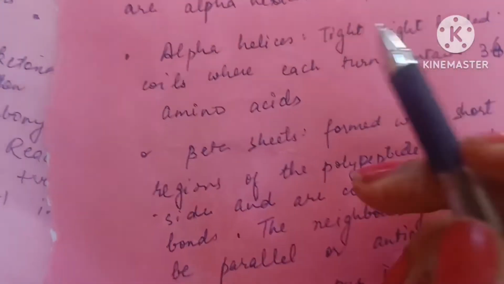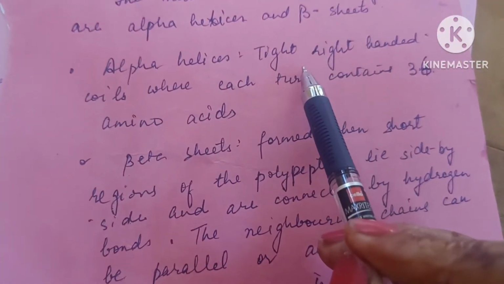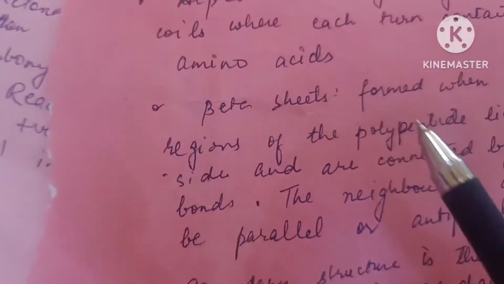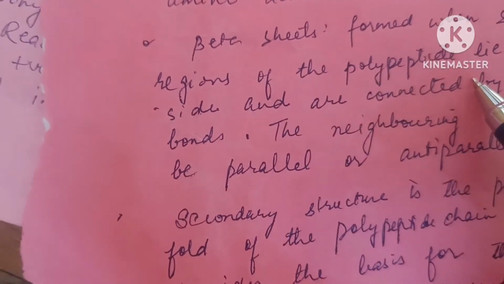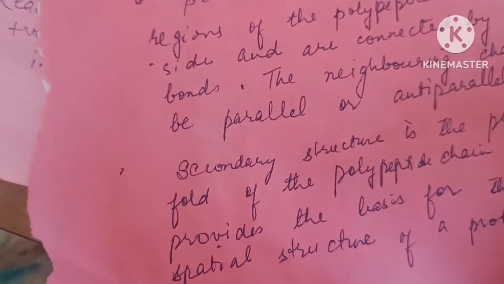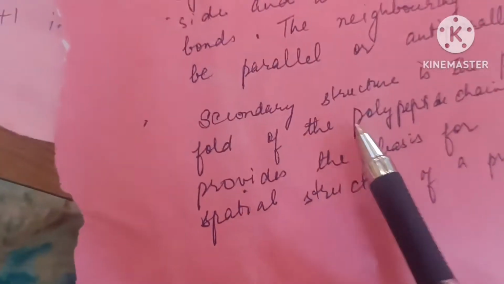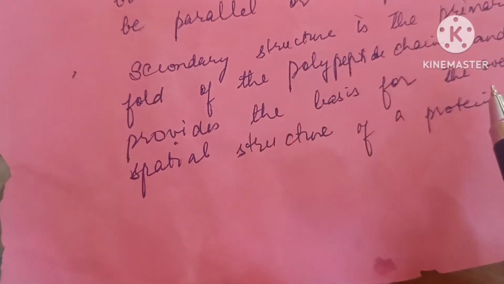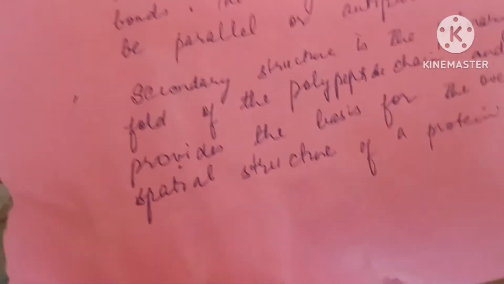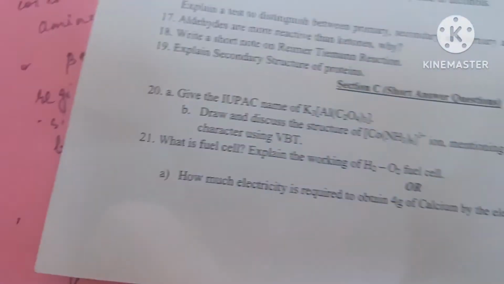So most common secondary structures are alpha helices and beta sheets. Alpha helices are tight right-handed coils with each turn containing 3.6 amino acids, and beta sheets are formed when short regions of polypeptide lie side by side and are connected by hydrogen bonds. The neighboring chains can be parallel or anti-parallel. So, secondary structure is the primary fold of polypeptide chain and provides the basis for overall spatial structure of the protein. Now, question number 20.